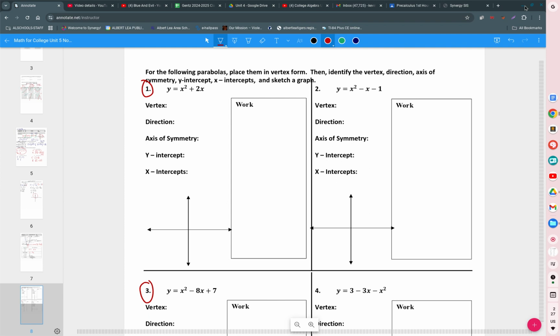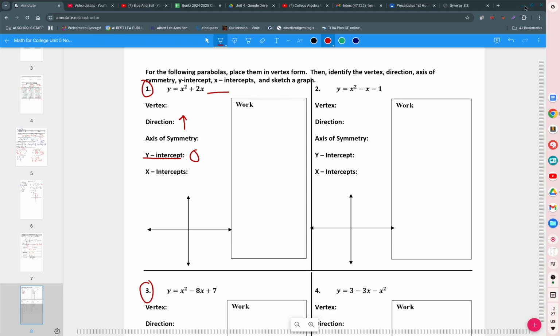I say let's find the easiest stuff first. What's the direction for the first one? Up. Up. And the y-intercept is always that number on the end. Notice that this one doesn't have a number on the end, so the y-intercept is just 0. Don't get those wrong, okay? Those we have to get right.